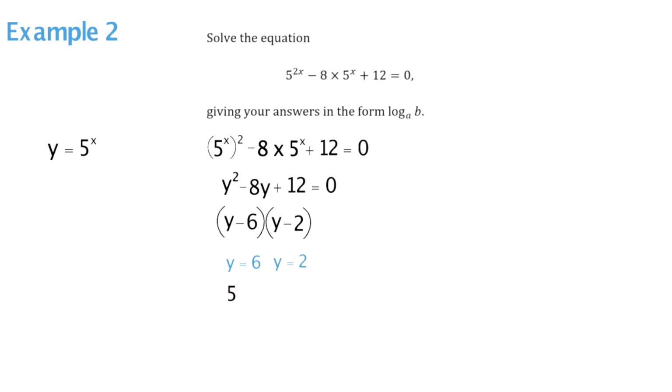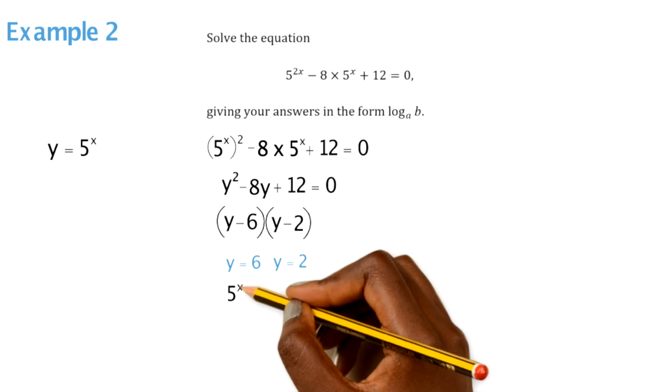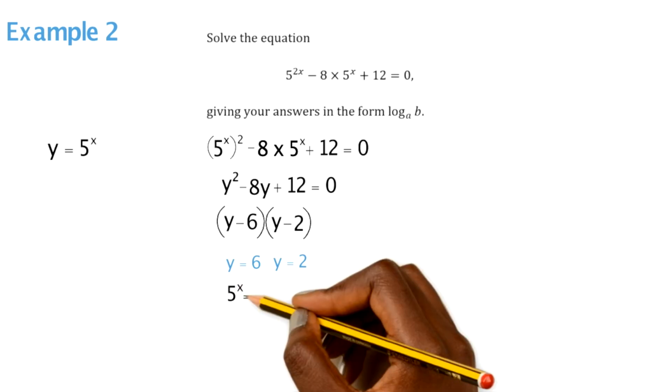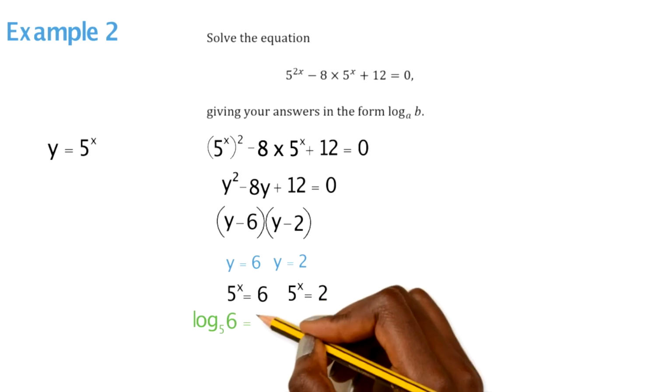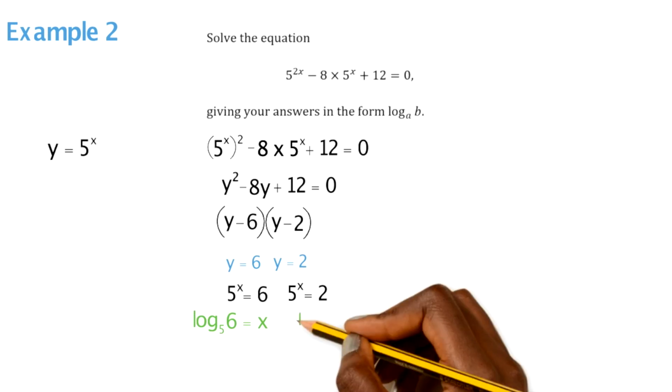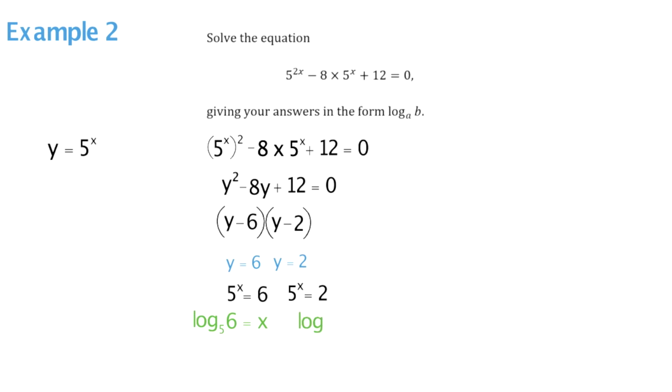Substitute back in the 5 to the power of x, so therefore 5 to the power of x is equal to 6, and 5 to the power of x is equal to 2. And again, using the main logarithm formula, as mentioned before, this would change to log base 5 of 6 is equal to x, and log base 5 of 2 is equal to x.